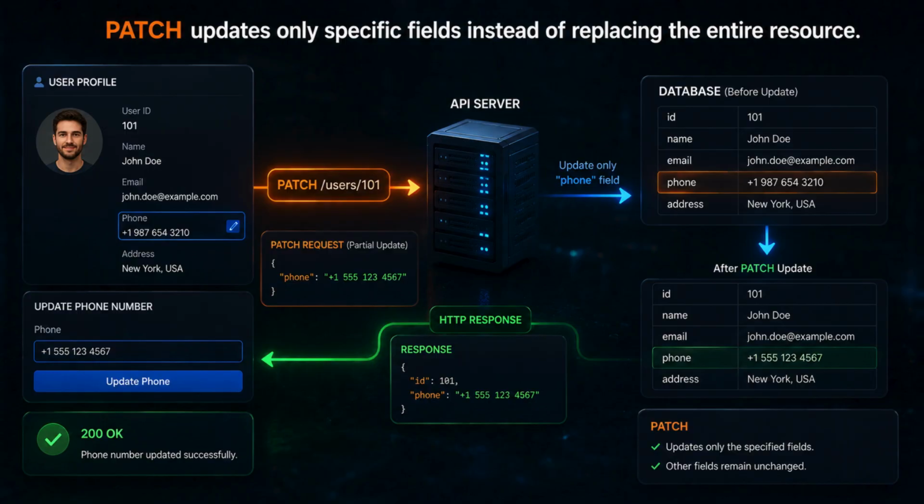The last HTTP method we'll discuss is PATCH. PATCH is also used for updating data. However, unlike PUT, PATCH updates only specific fields instead of replacing the entire resource. For example, suppose an employee record contains employee ID, name, salary, and designation. If you only want to update the employee's salary while keeping everything else unchanged, PATCH is the better choice.